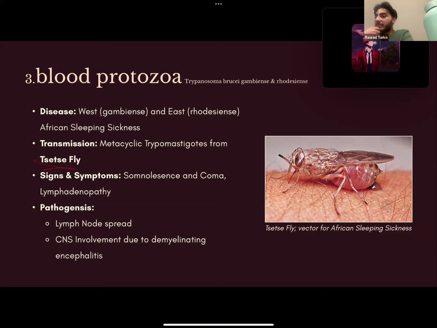Do you guys know what encephalitis means, by the way? I know you didn't take neuro yet. Brain, inflammation of something. Exactly. It's the inflammation of the brain tissue itself. You have meningitis, which is the inflammation of the meninges, the surrounding of the brain, and then you have encephalitis, which is the inflammation of the brain tissue itself. So it causes demyelinating encephalitis, and that's how it causes the coma.